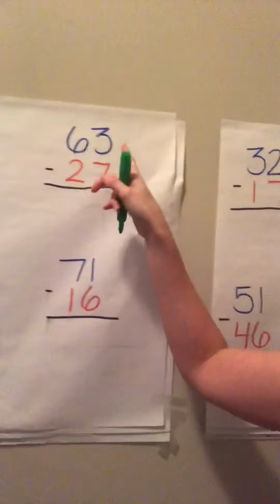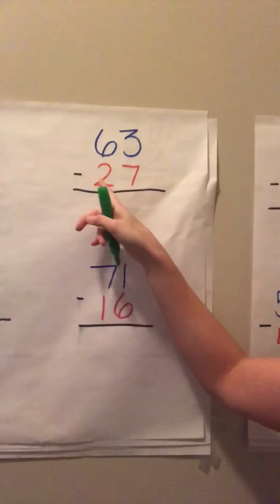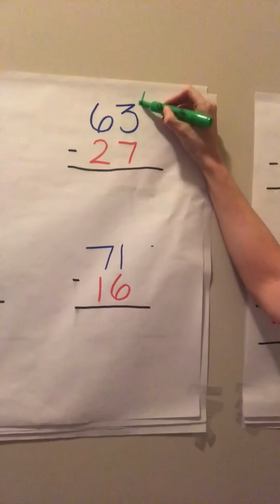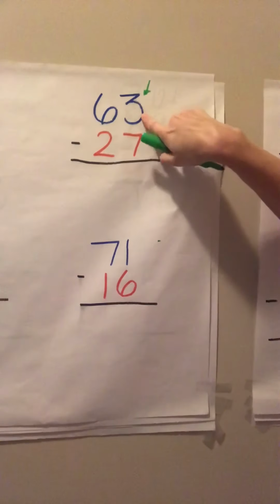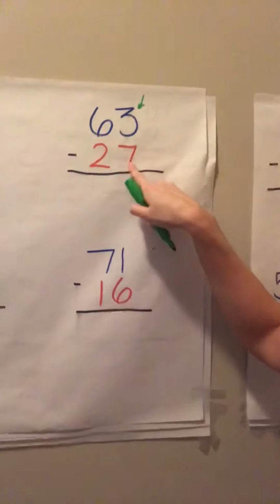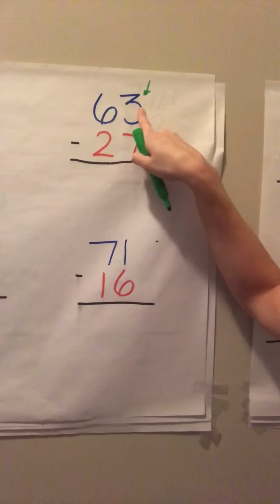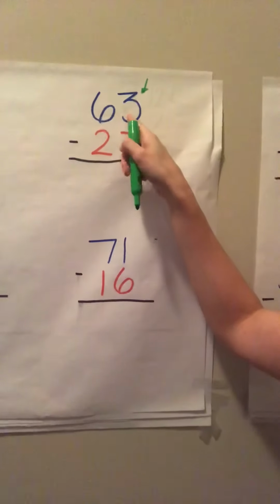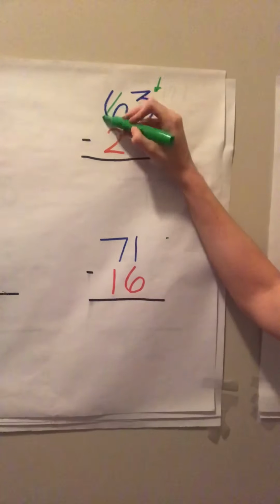So our first problem we have is 63 minus 27. And remember, whenever we're subtracting and adding 2 digits, we always start all the way to the right in the ones. So we have 3 minus 7. So if you have 3, can you take 7 away? No, we don't have enough. So now we need to go next door and borrow from our 10.